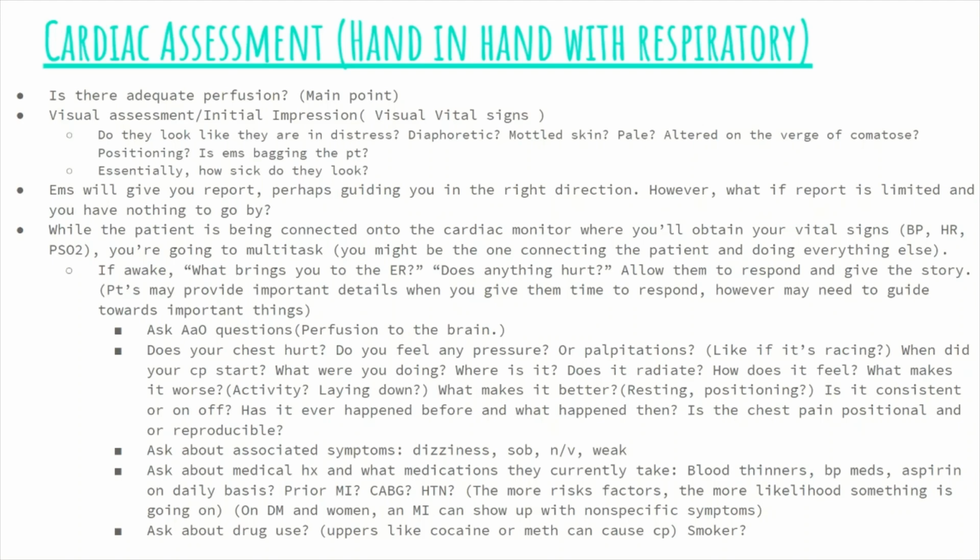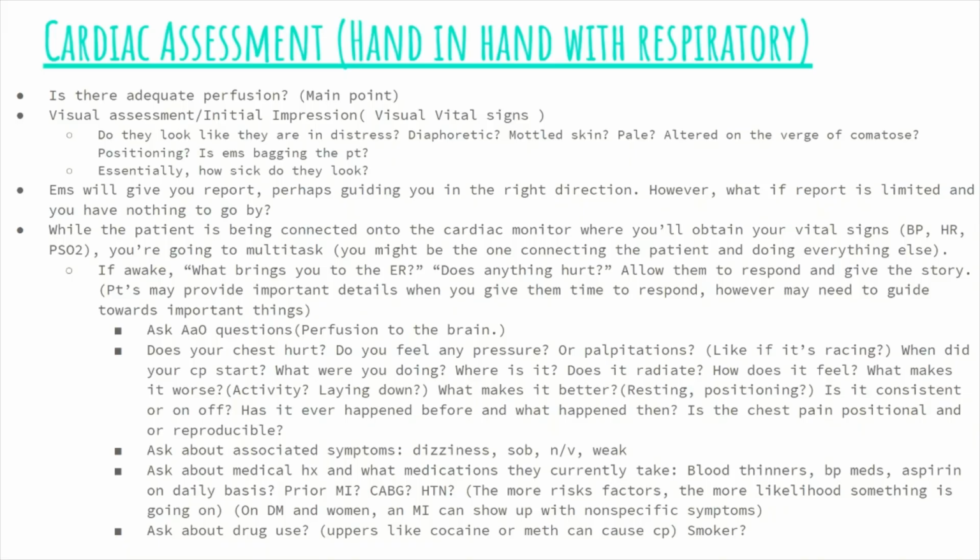One thing that you should keep in mind is that EMS will give you some type of report, right? It can be very thorough or very limited. It can perhaps guide you in the right direction. However, as I mentioned, what if the report is limited? It's going to be up to you to figure out what is going on with the patient.